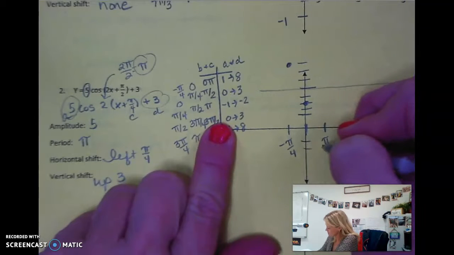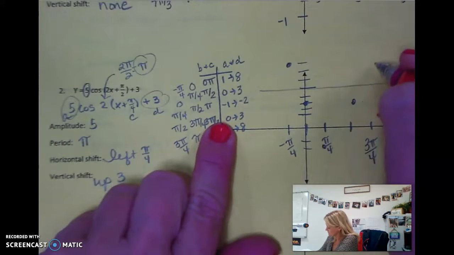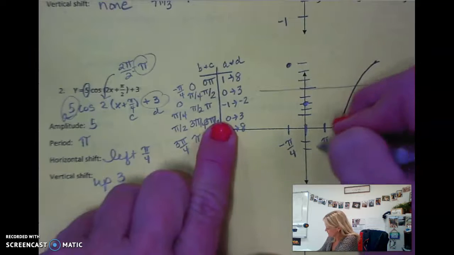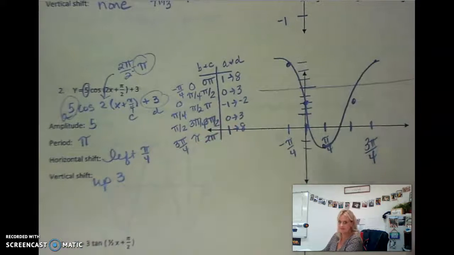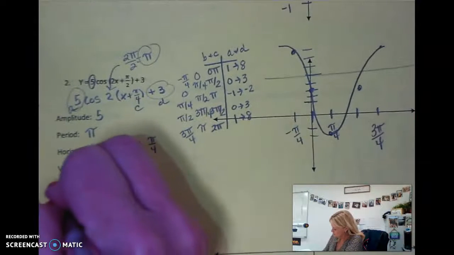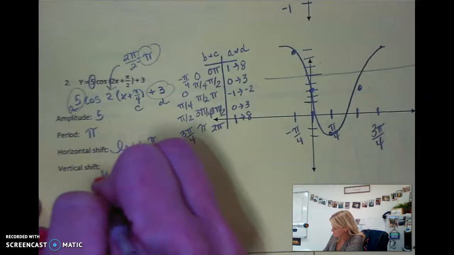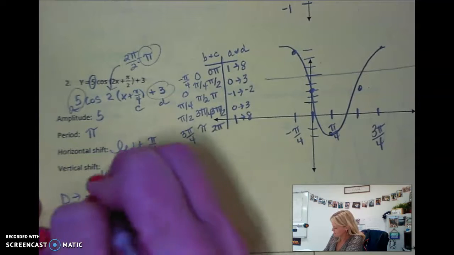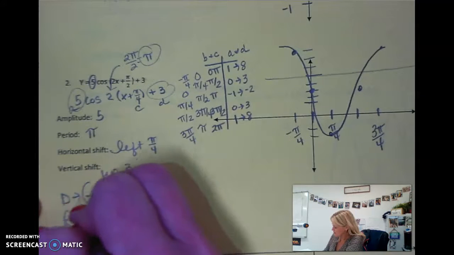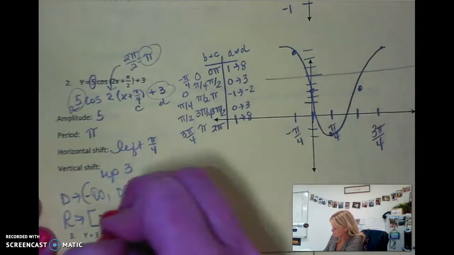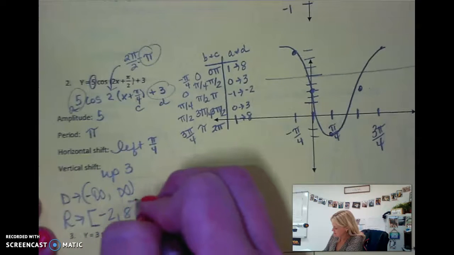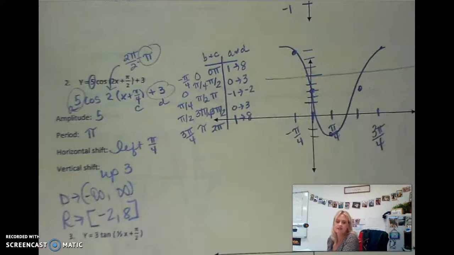Going as low as -2. And again, the cosine wave. My domain is still -infinity to +infinity, and my range goes from -2 to +8. And that's another nice thing about your T-chart, is you're able to fill some of that in.